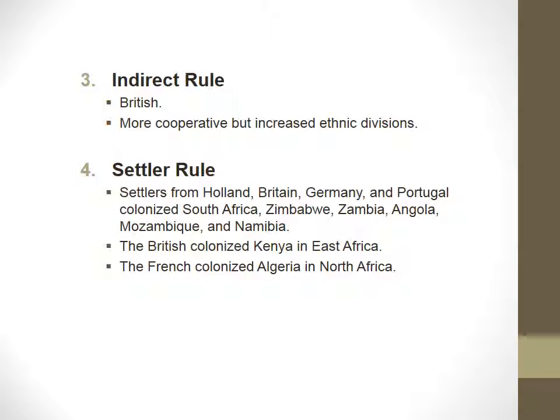Primarily, the British used indirect rule to govern their colonies. This system used indigenous African rulers within the colonial administration, even though they had an inferior role. Overall, it was more cooperative than the direct rule, but what happened was that it increased the ethnic divisions within the colony. This type of government assumed that all the Africans were organized by tribes with chiefs. However, this was not always the case.